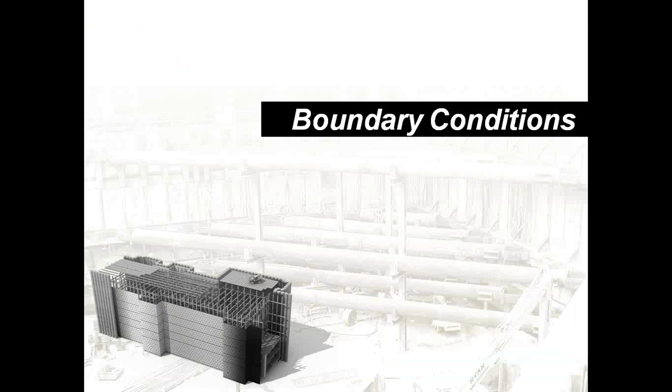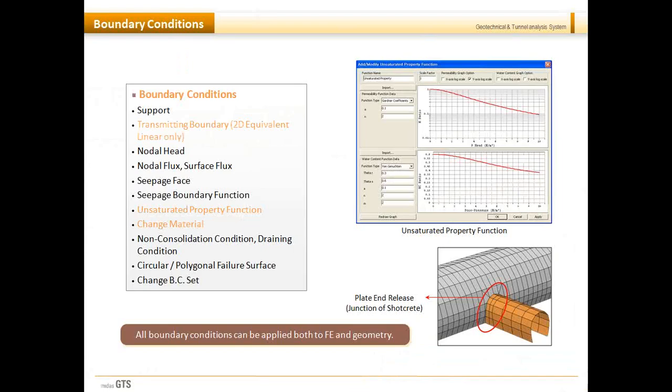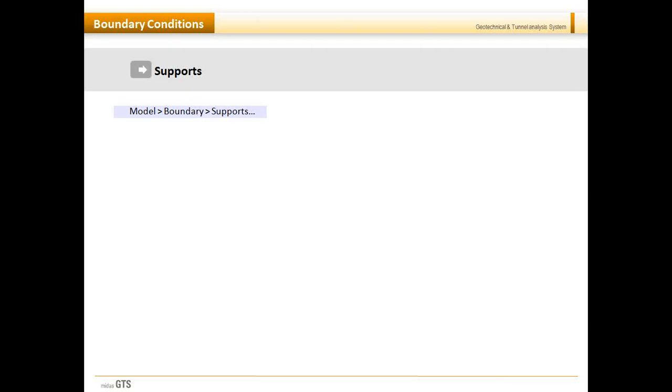Then we have the boundary conditions. So in the boundary conditions, we can normally create support conditions or transmitting boundary conditions for 2D equivalent linear analysis. And we can also create a nodal head, nodal flux, or surface flux for seepage conditions. We can also input unsaturated property function, and we can create non-consolidation conditions, draining conditions, and failure surfaces for slope stability problems. So in GTS, the boundary conditions can be applied both to the finite element and the geometry.